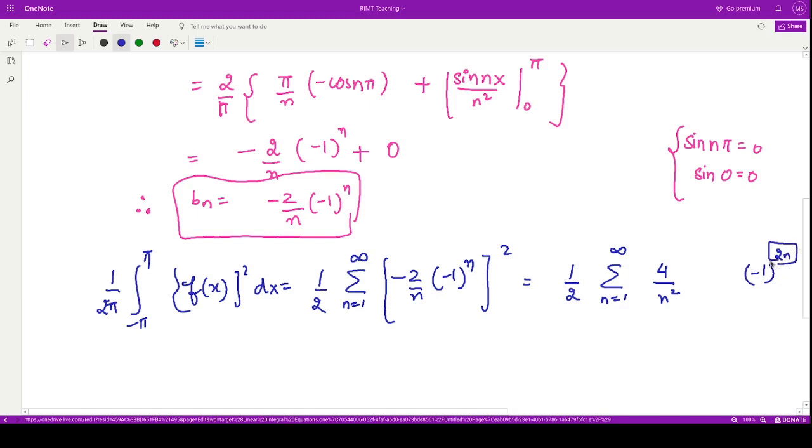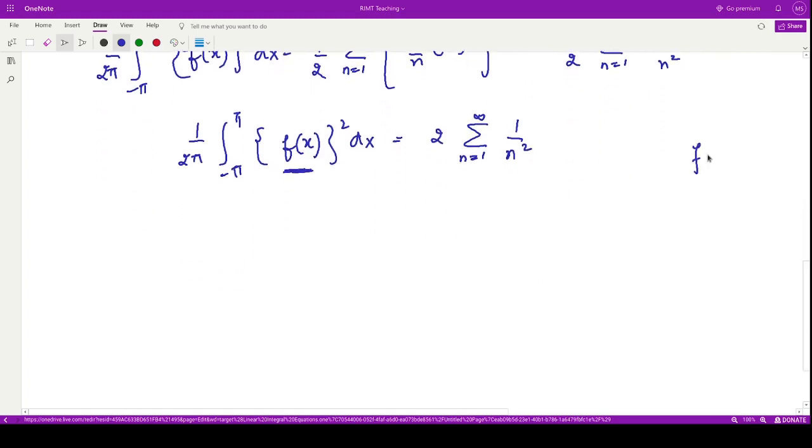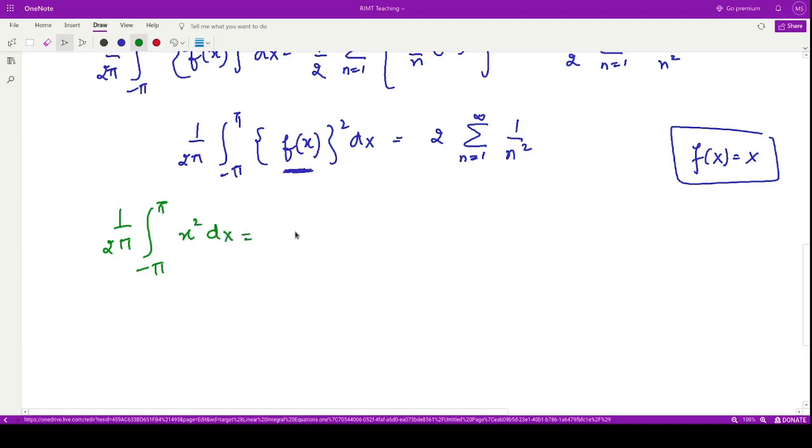Now this is an even power, and when you take the even power of minus 1, it becomes equal to 1 only. So this is what you have here. And moreover, you can take this 4 outside, so that you have 1 by 2 pi integration minus pi to pi f of x whole square dx is equal to 2 summation n varies from 1 to infinity 1 by n square, right? Now you have to again substitute the value of your function. The function's value that is given is x, so we will utilize it here, so that it becomes 1 by 2 pi integration minus pi to pi x square dx is equal to 2 summation n varies from 1 to infinity 1 by n square.